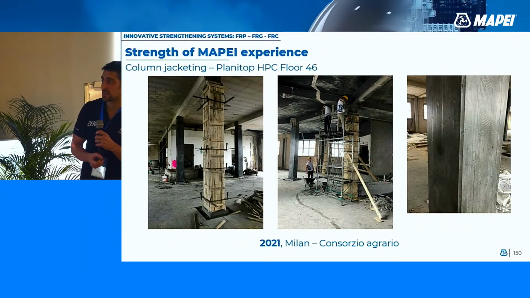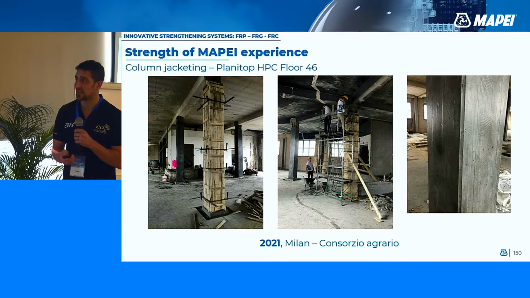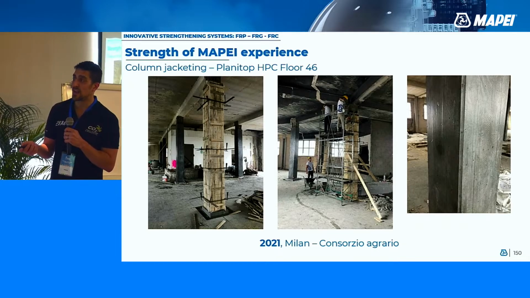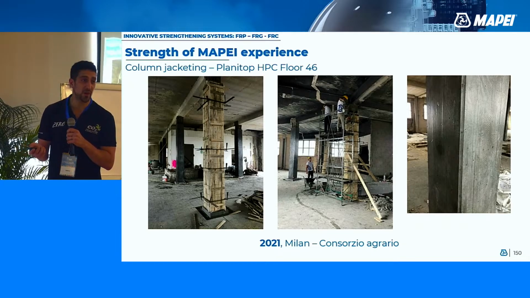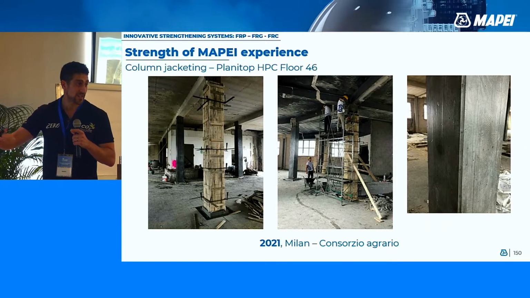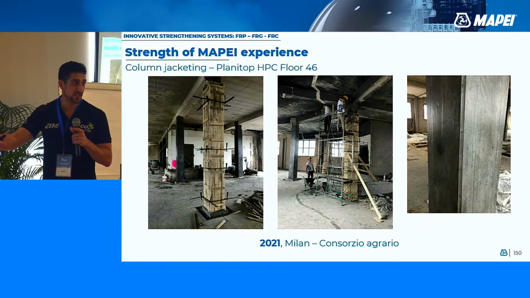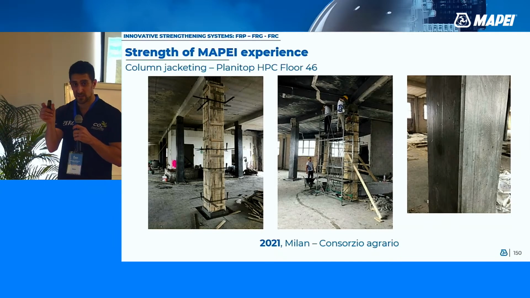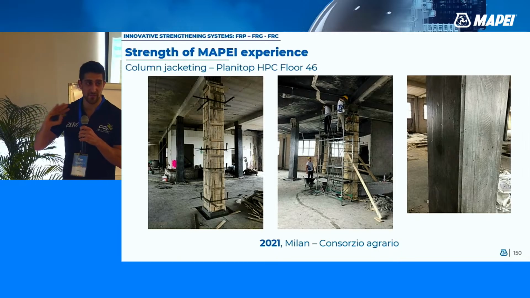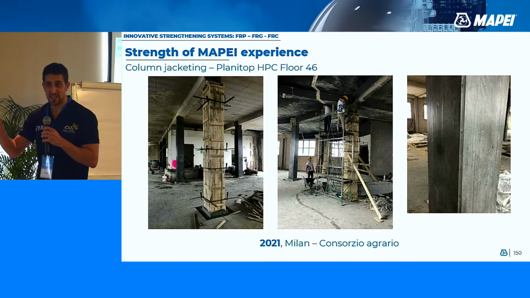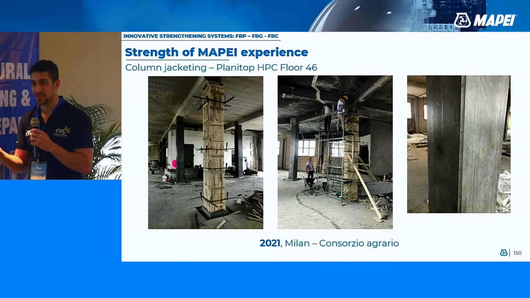Another example, still with concrete jacketing. In this case, the original project provided for traditional RC jacketing. We reduced the thickness by half, and we eliminated the rebars completely.